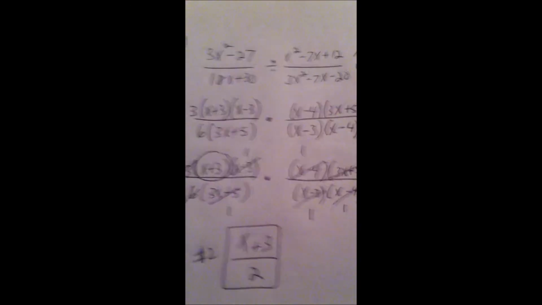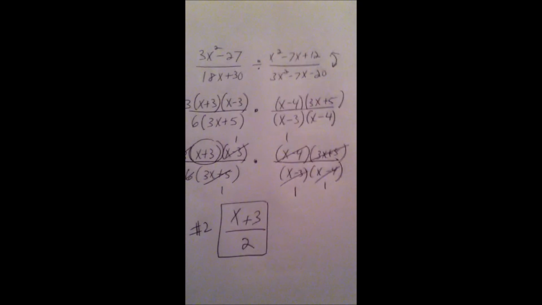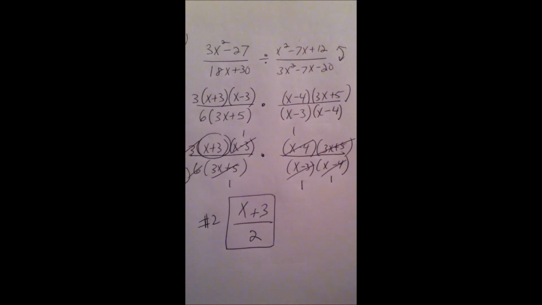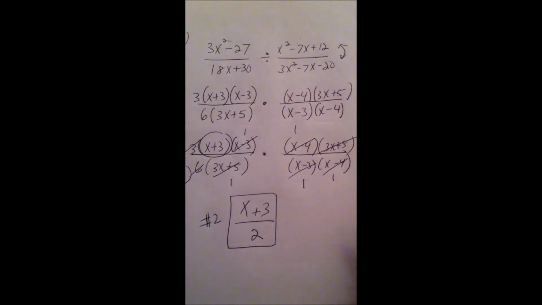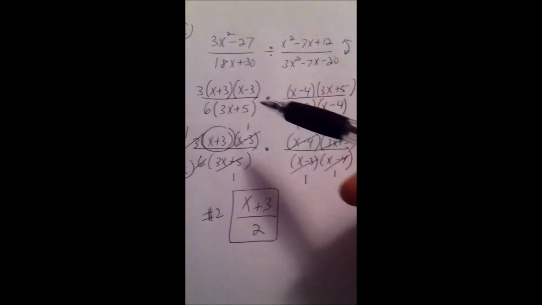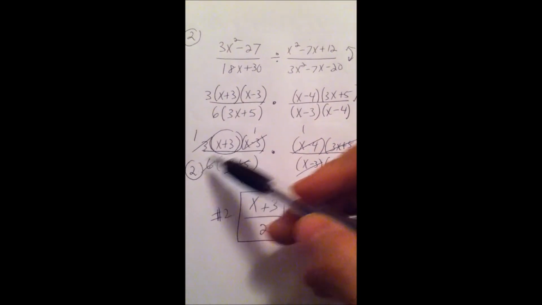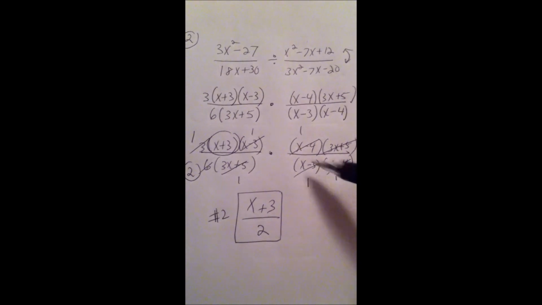So if we go back to the problem here, now we do our simplification. Anything divided by 1 is itself, anything divided by itself is 1, and anything divided by its opposite is negative 1, which wasn't apparent here. So you have your 3 over 6, which became the 1 over 2. X plus 3, nothing can simplify.